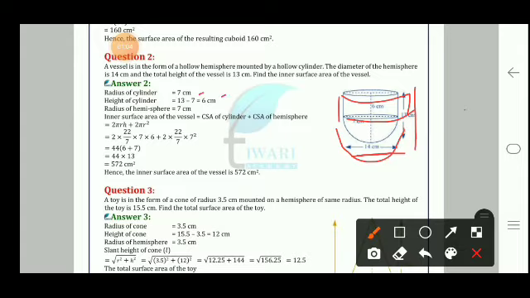So we know the radius is 7, the height of the cylinder is 6, and the radius of the hemisphere is equal to 7. So the inner surface area of the vessel is the CSA of the cylinder plus the CSA of the hemisphere. The curved surface area of the cylinder is 2 pi r h. The curved surface area of the hemisphere is 2 pi r square. So putting the values, 2 into 22 upon 7 into 7 into 6 plus 2 into 22 upon 7 into 7 square. So the result is 572 centimeter square. Writing the unit is very important.